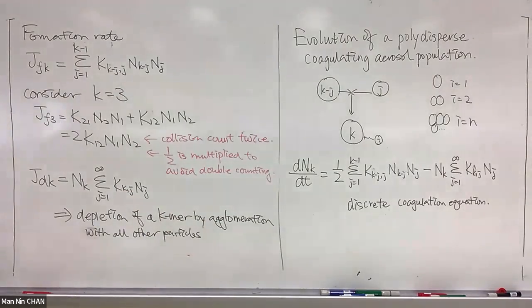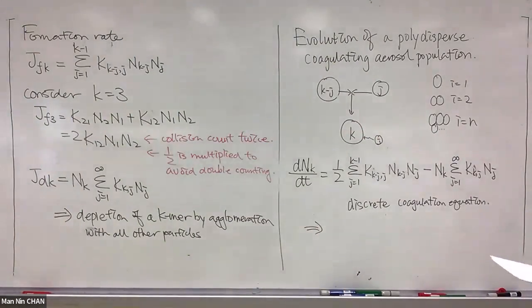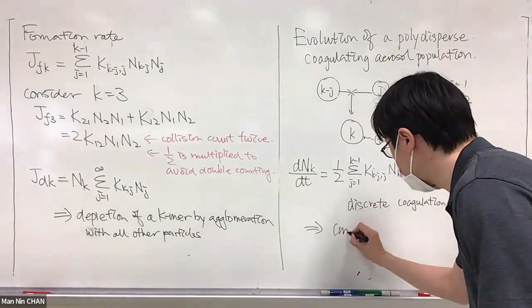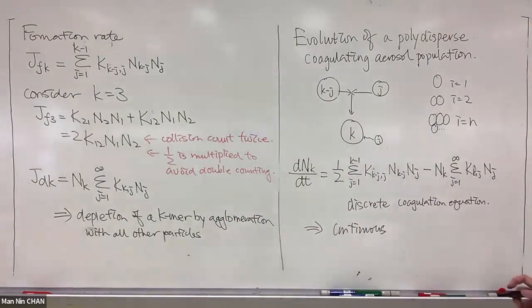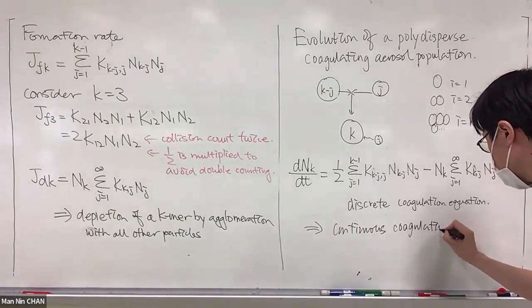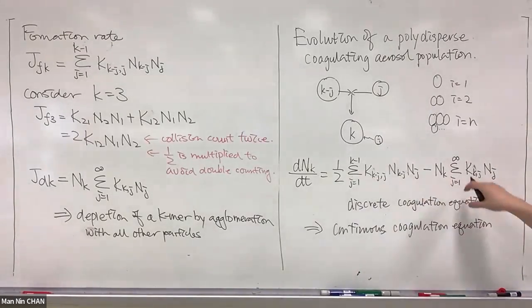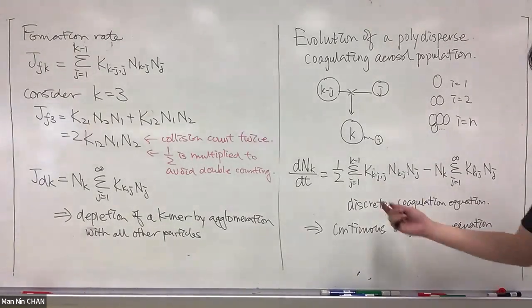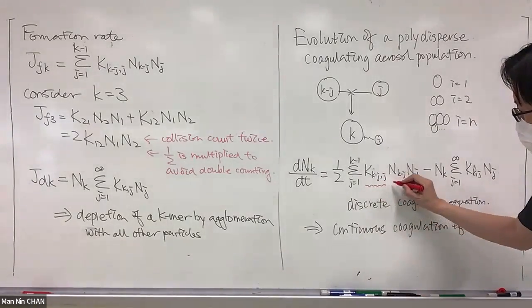Of course, in the lecture notes or in the textbook, we can also write down a continuum or continuous version. I don't show it here because of the time, but we can also write down the continuous coagulation equation. So basically, we just change the notation we use here. But the more important thing is that now you have some ideas about this term, right?